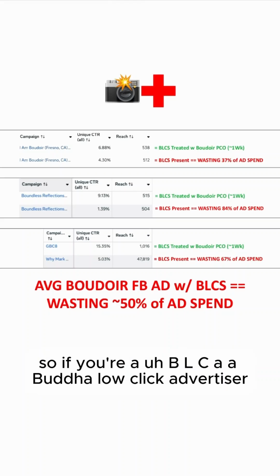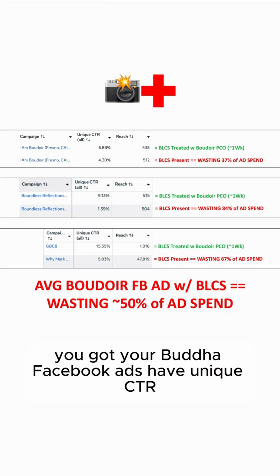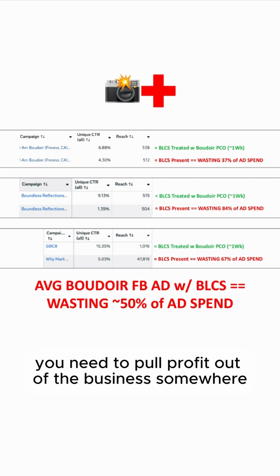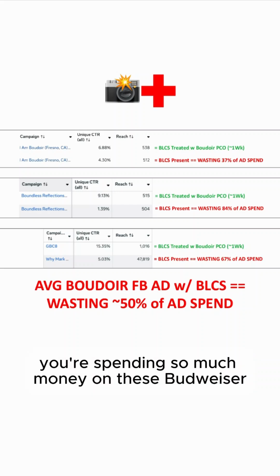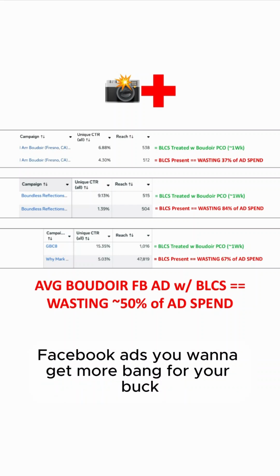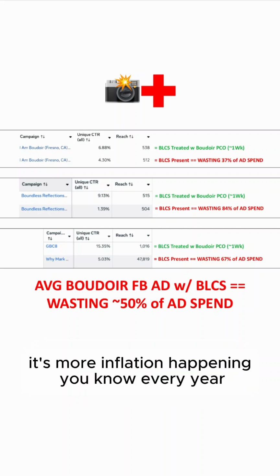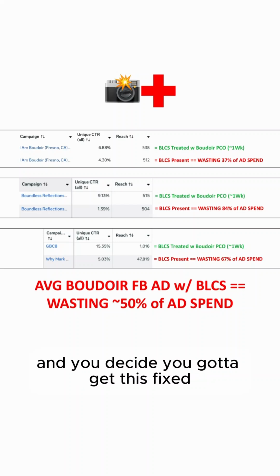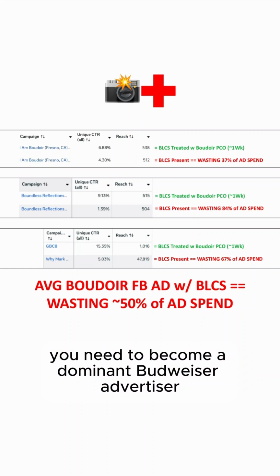So if you're a BLCA, a Boudoir low click advertiser, and your Boudoir Facebook ads have unique CTR under 6%, and you decide you need to pull profit out of the business somewhere, you've got to be more efficient, optimize more. You're spending so much money on these Boudoir Facebook ads. You want to get more bang for your buck. There's more inflation happening every year in real life, more boudoir photographers entering the market, and you're looking for ways to stay competitive. And you decide you've got to get this fixed. You need to become a dominant boudoir advertiser.